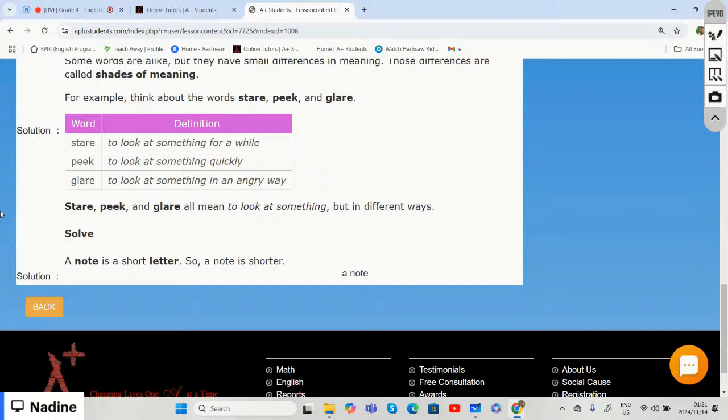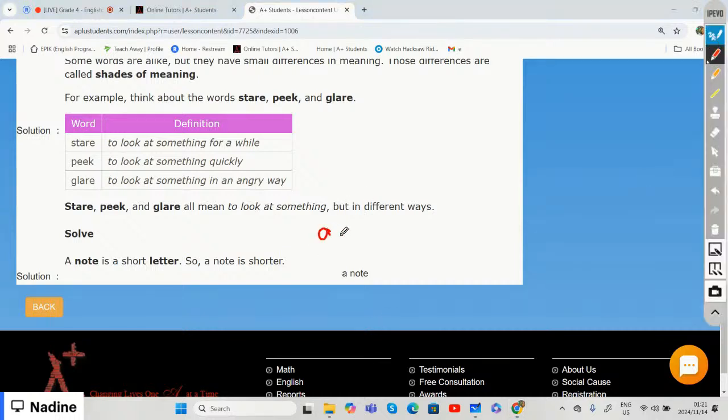And one of the things that is shorter, we can say it is a note. A note that you write to somebody can be on a piece of paper, can be on a cue card, it can be just quick and easy. A note is way shorter than writing a letter.